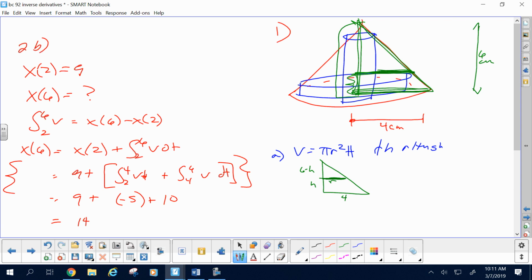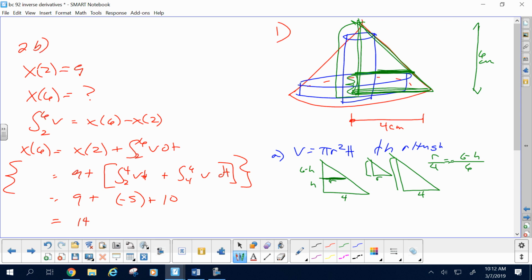You follow? By similar triangles, then you can set up a proportion. R is to 4 as, nope, 6 minus h is to 6. You follow? All right.